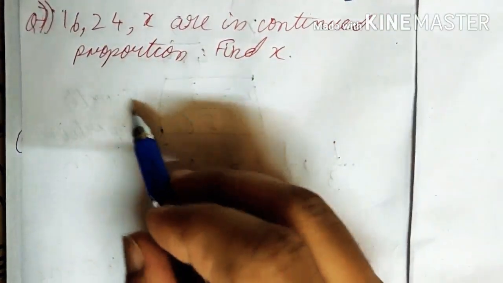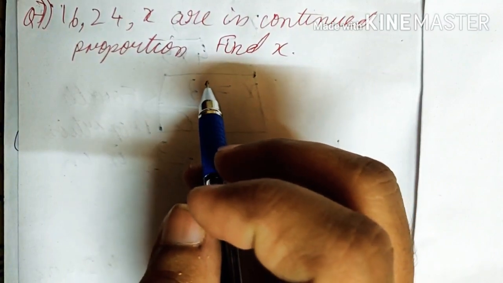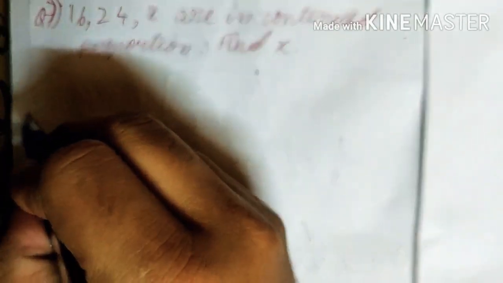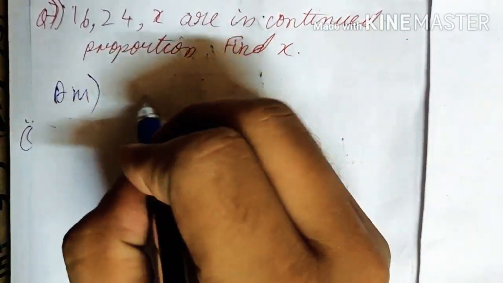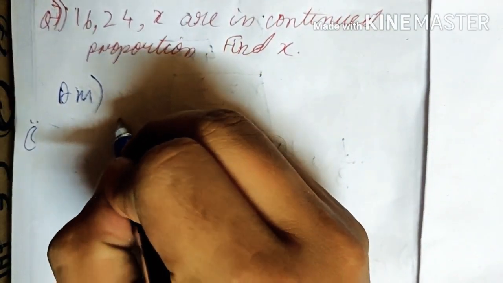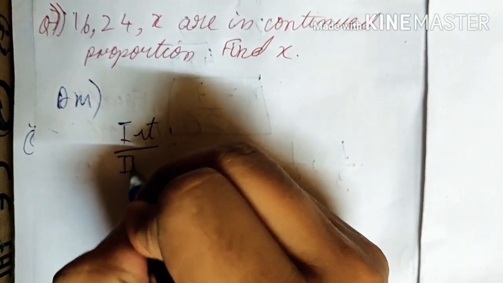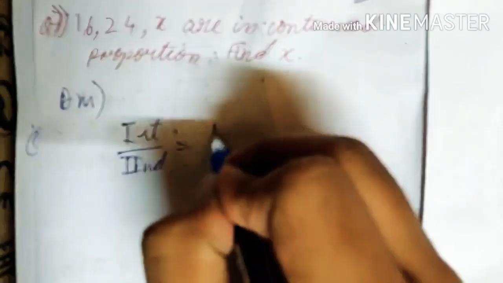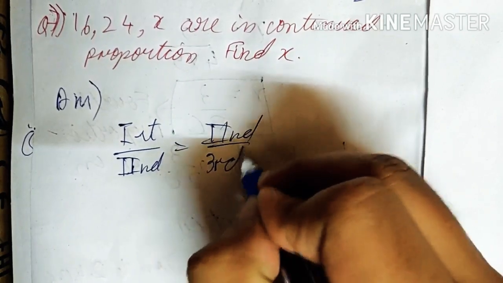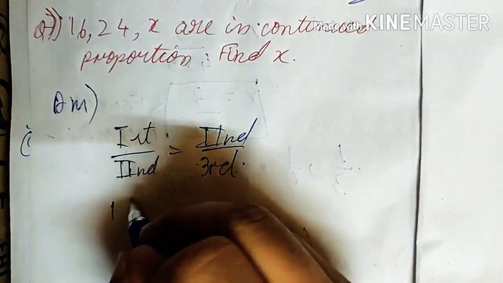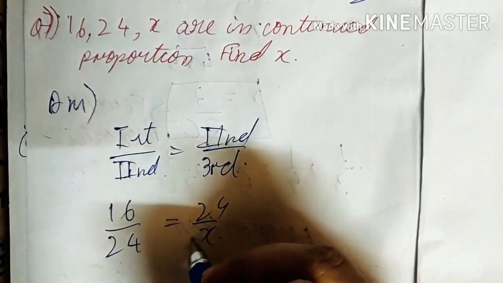Here the question says that 16, 24 and x are in continued proportion, and we have to find the value of x. Whenever three numbers are in continued proportion, it always means that first upon second equals second upon third. That is 16 upon 24 equals 24 upon x.